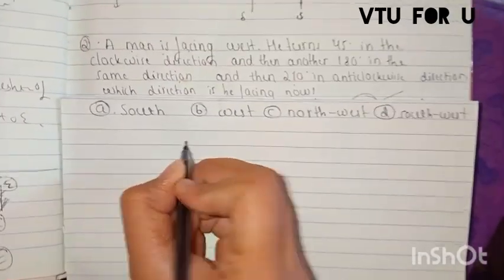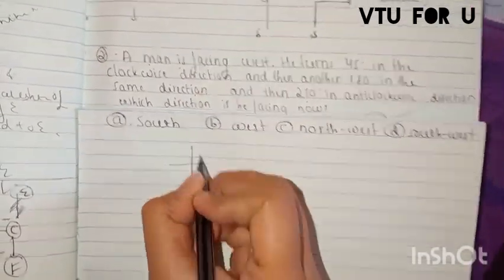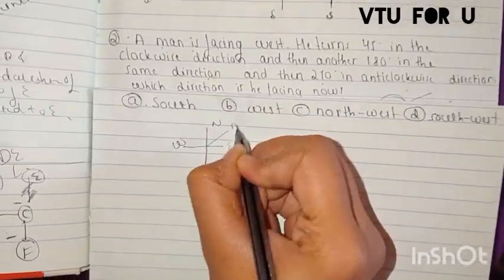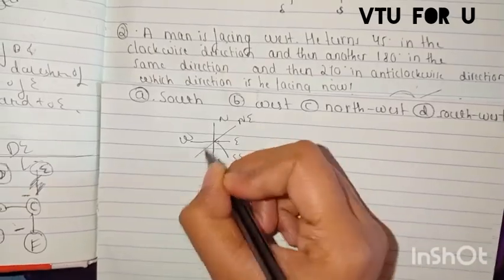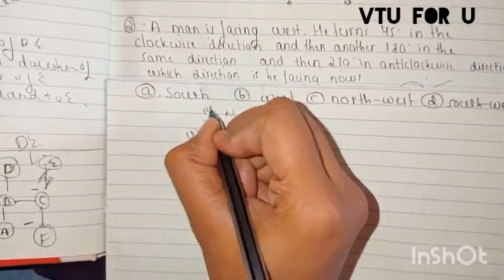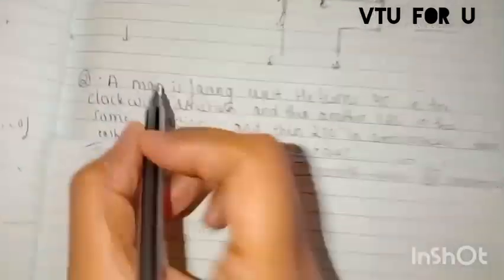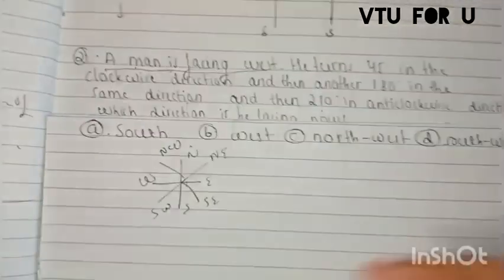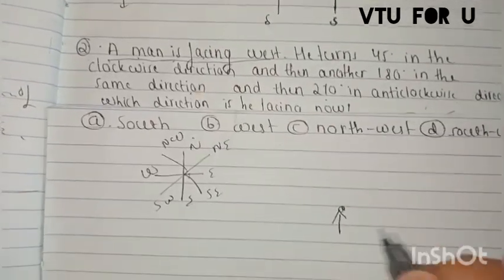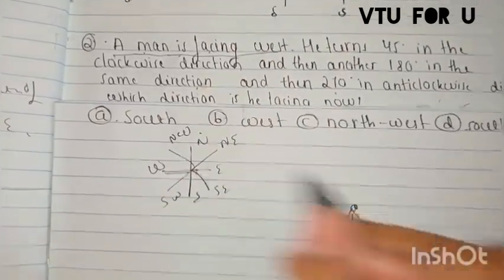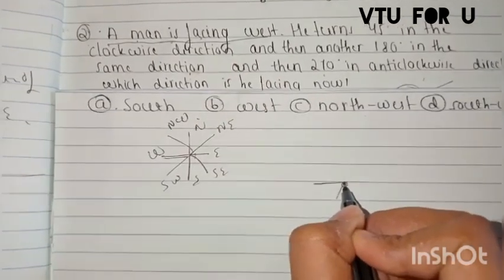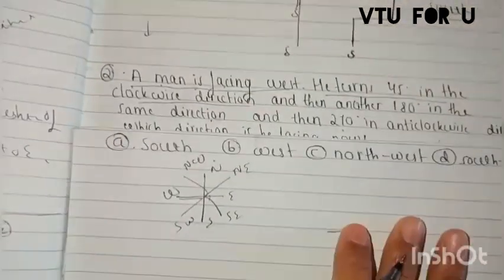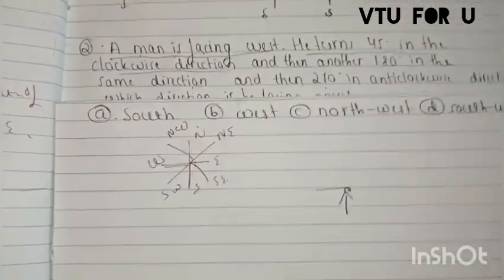Very simple. First important thing you should know here is this is north, this is south, this is east, this is west, and this is northeast, this is southeast, this is southwest, and this is northwest. Okay, first sentence is a man is facing west. There is a man, okay, who is facing west. As we all know, this is west, so he is facing west side. He turns 45 degrees in the clockwise direction.